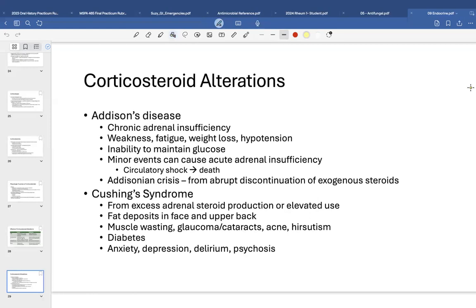From the other side, Cushing's from excess adrenal steroids leads to fat deposits, muscle wasting, lipoma, cataracts, hirsutism. Too much glucocorticoid, of course, can lead to increased blood sugar and diabetes. And there are CNS effects as well: anxiety, depression, psychosis.